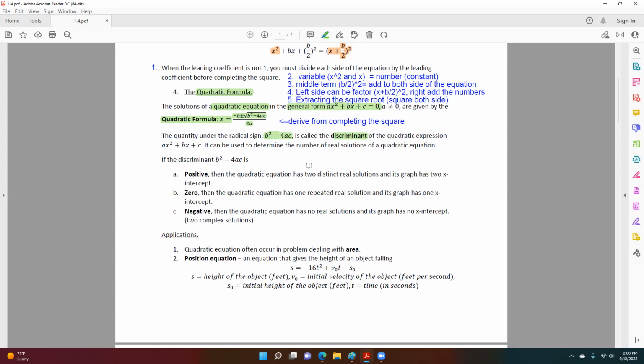Actually, this discriminant will tell us what is going on with our graph. So if your b squared minus 4ac, which is your discriminant, is positive, then we can tell that you will have two distinct real solutions, and you will have two x-intercepts on the graph. So what happens when b squared minus 4ac comes out positive?